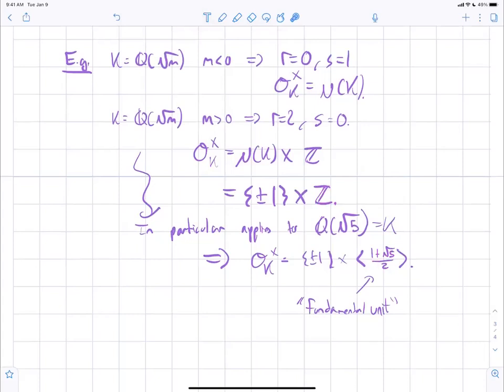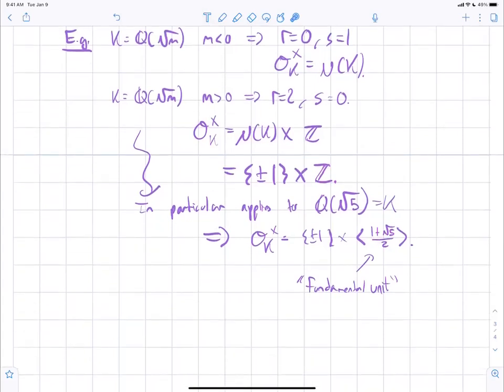But in this case, and in general, you can write down ways to characterize which one is going to be fundamental. That's on the worksheet, so you'll see that this week.